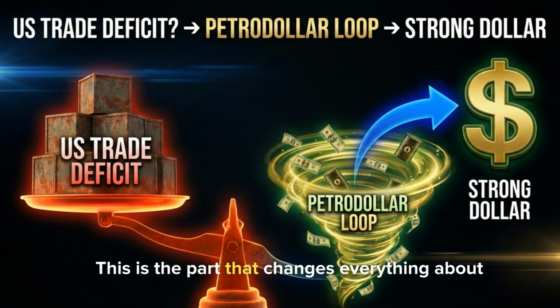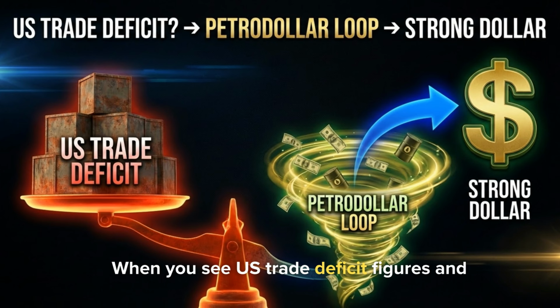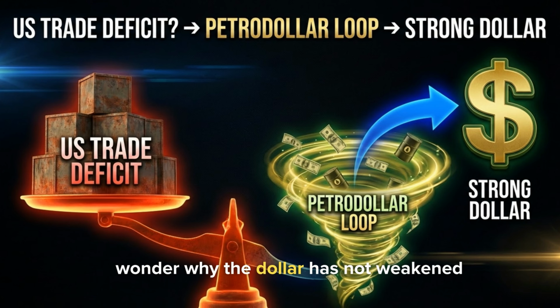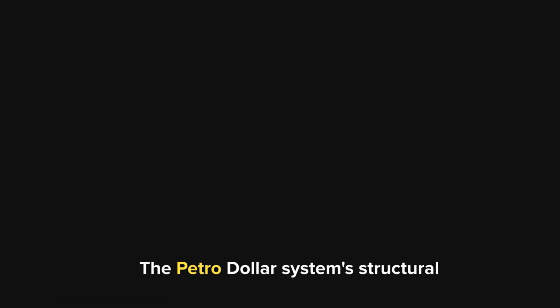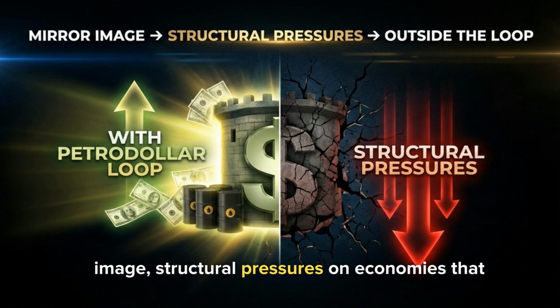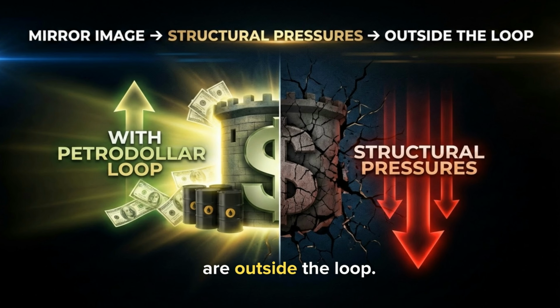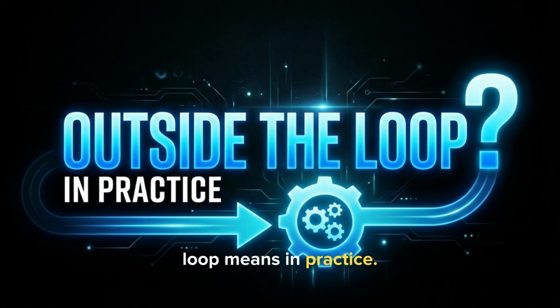This is the part that changes everything about how you read US fiscal data. When you see US trade deficit figures and wonder why the dollar has not weakened proportionally, this loop is a significant part of the explanation. The petrodollar system's structural advantages for the United States have a mirror image: structural pressures on economies that are outside the loop. Let's be specific about what being outside the loop means in practice.